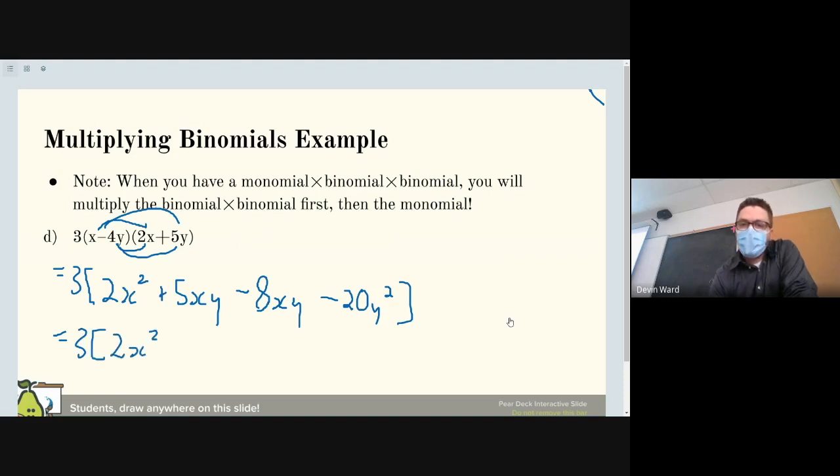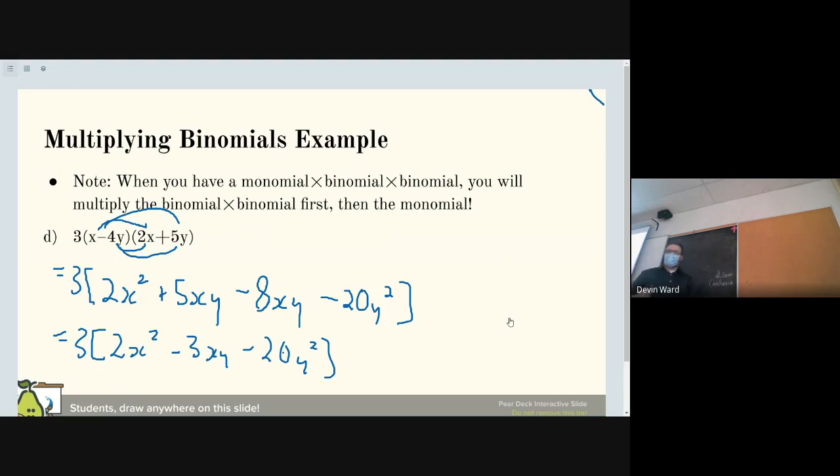Okay, still leave the 3 out front, don't worry about that yet. 2x squared. What's 5 minus 8? Negative 3, perfect. Negative 3xy minus 20y squared. Okay, and can we simplify inside the brackets anymore? Any more like terms? No. So now we'll multiply into the 3, okay?